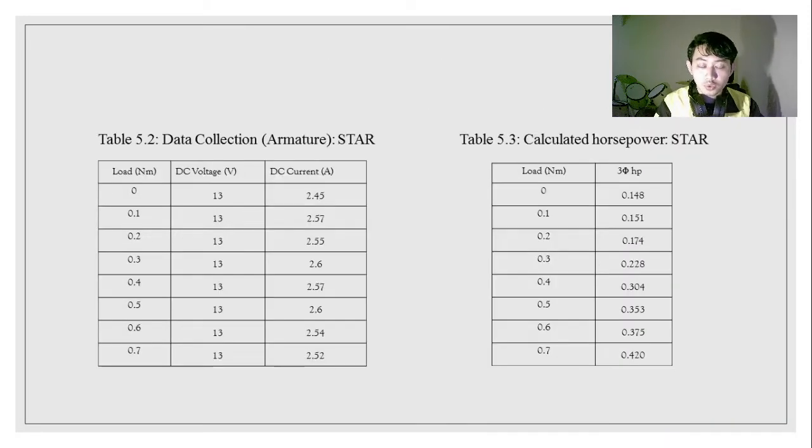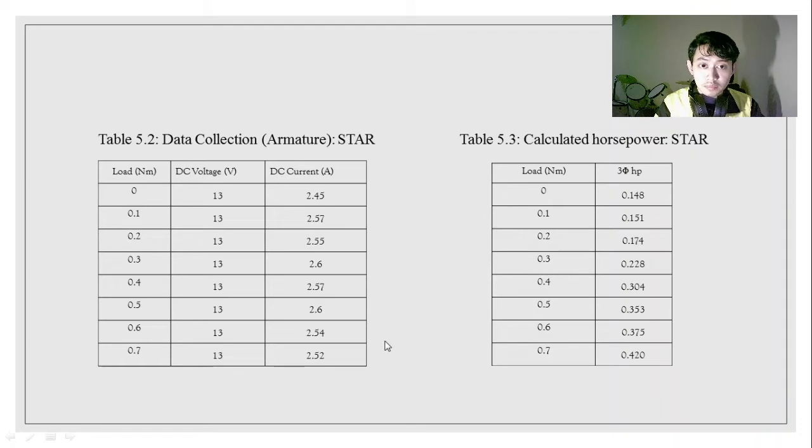Next is table 5.2, which is the data collection at the armature. So the input is still the same, which is the load. So we vary from 0 to 0.7. 0.8 is not here because we know it is where the motor has reached stall condition. So the measured DC voltage is 13 volt for each of the load, and then the measured DC current changes at the different load, which we can see here 2.45 ampere, and when the load is 0.1, it is 2.57 ampere.